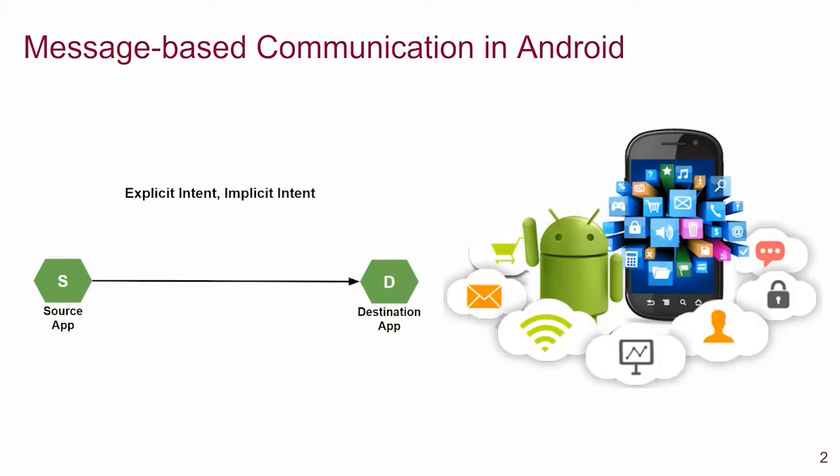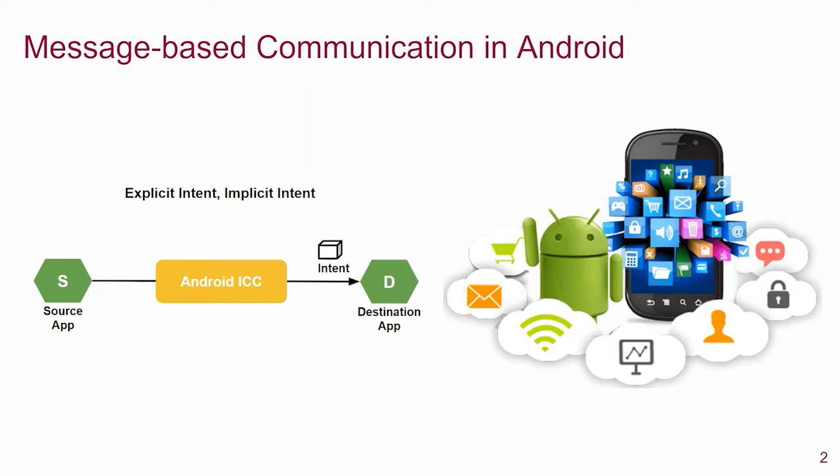First of all, let me introduce a little bit about message-based communication in Android. You may know that in Android, apps exchange data via a special object, intent. Basically, the source app puts data into an intent, and the Android Inter-Component Communication, or ICC for short, will deliver the intent to the destination app.